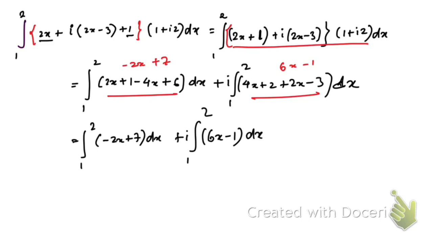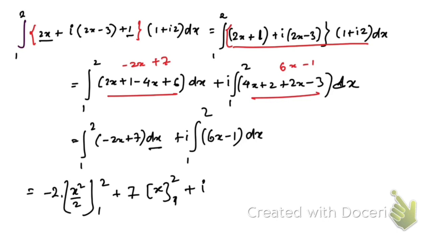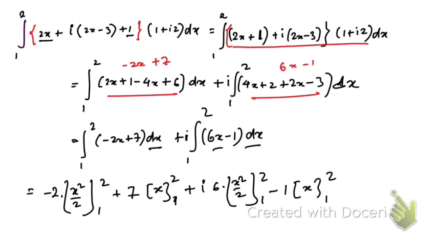Now let us integrate this. So integrating minus twice x, we're going to have 2x squared by 2, from 1 to 2, then plus 7 into dx, integrate dx, so it's going to give you x, from 1 to 2, then plus i integration of 6x, that's going to give you 6 into x squared by 2 from 1 to 2, then minus 1 into dx, integrating dx, we're going to have x from 1 to 2, right? So now here you see, I forgot to multiply this i, so here it should be i into 1, right? Now let me copy this and go to the next slide.